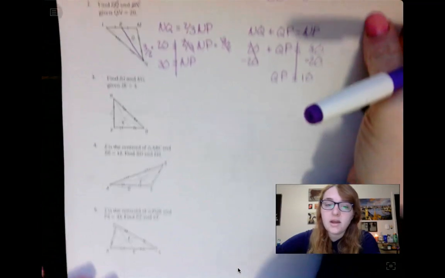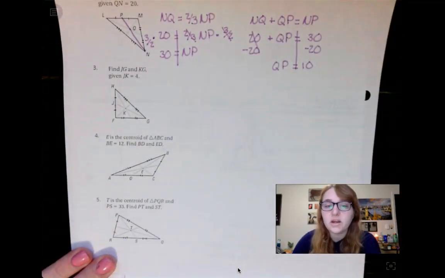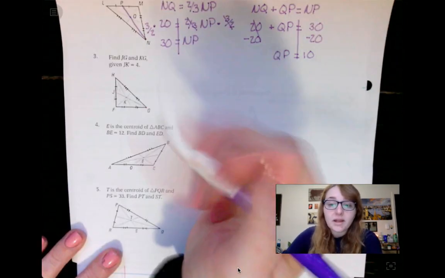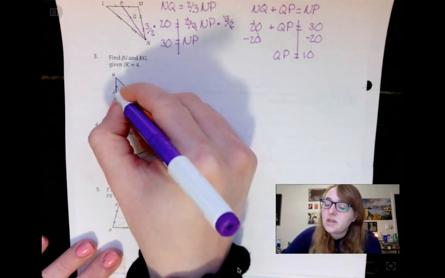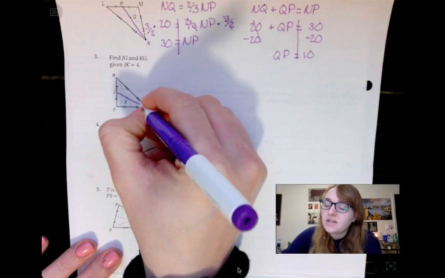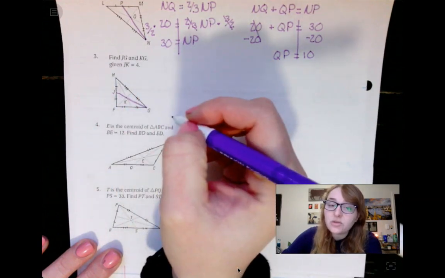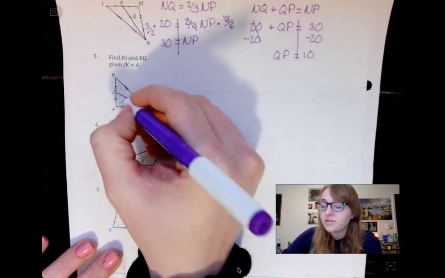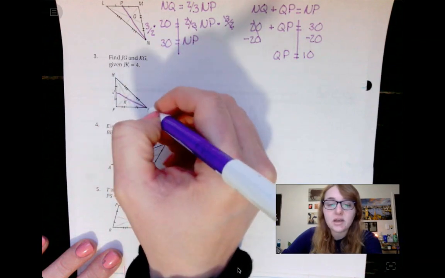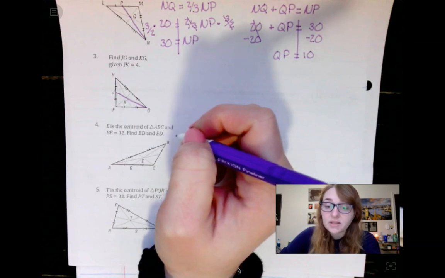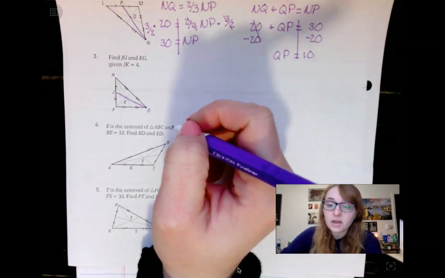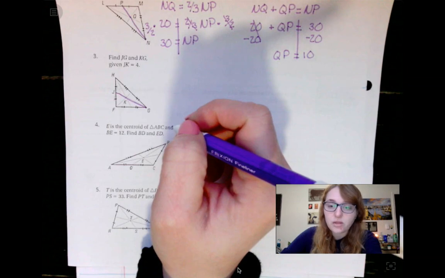Let's do another one. Here we are trying to find JG and KG. We are trying to find JG, which is the midpoint all the way to the vertex passing through the centroid. And then we're also trying to find KG, which is the vertex to the centroid. So here we're going to have to use our brains a little bit more, where it's not just plug it into a formula and chug right on through.